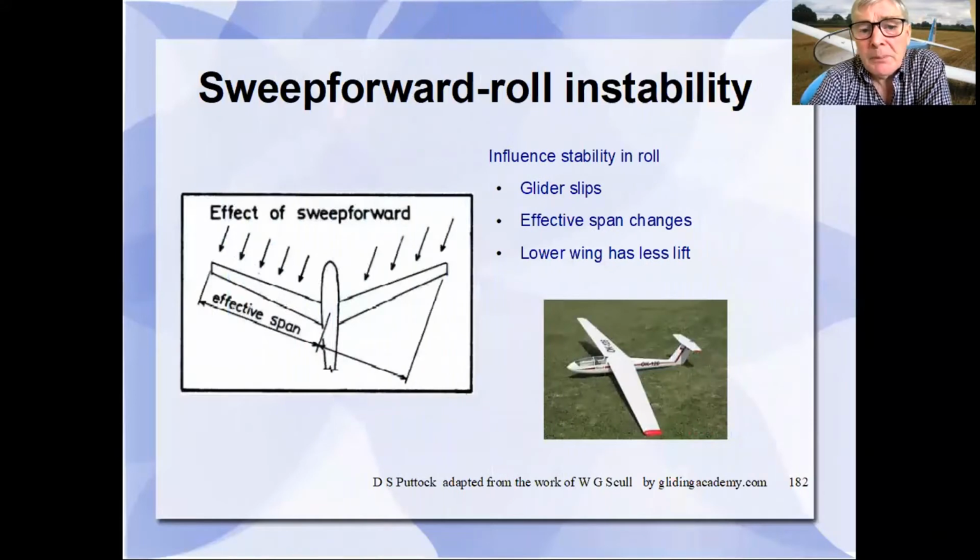Whereas with a swept forward wing, which is common in gliders, when the glider slips, the lower wing has effectively got less wing presented to the airflow, and that means that the lower wing is generating less lift than the upper wing. So in fact, once it's rolled, it will want to roll further. So it's effectively unstable in roll.